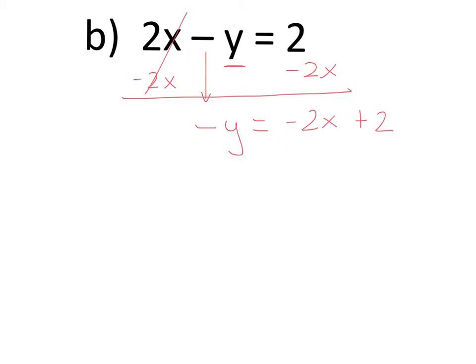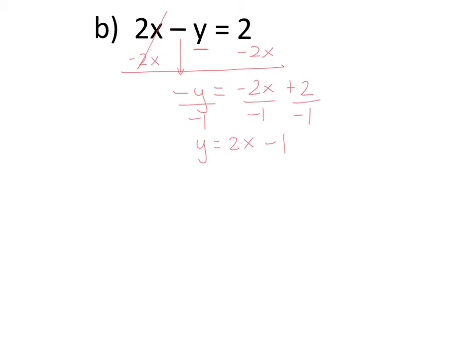Again, keep the signs in front of your numbers. Okay, so here was a negative 2, a positive 2 is right here, so I have a positive 2 here. And then my last step, divide everything by negative 1. So y equals 2x minus 1. All right, so now that we have that going, we're now going to make our table.